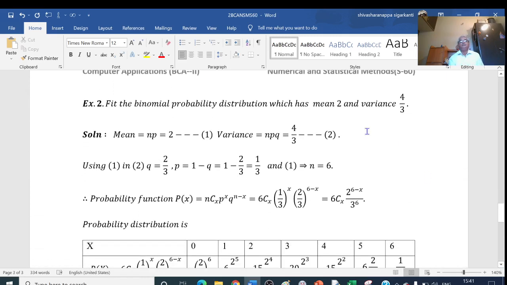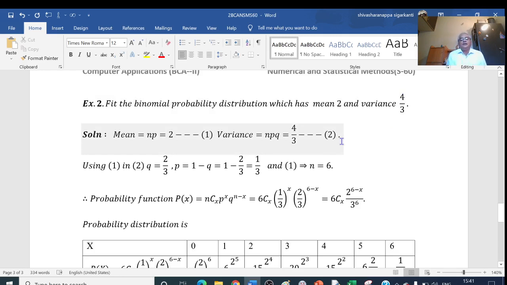Another example. Fit the binomial probability distribution which has mean 2 and variance 4 by 3. That is mu equal to 2 is given, variance equal to 4 by 3 is given. We have mean is np. Mean is nothing but np. np equal to 2 is given. I will take this as 1. And variance we have, variance is npq. This is given 4 by 3. We take this as equation number 2.